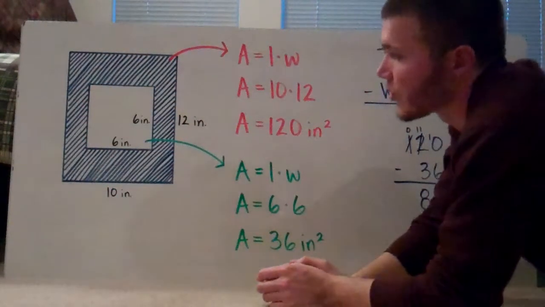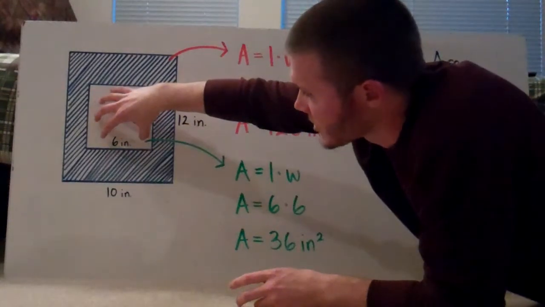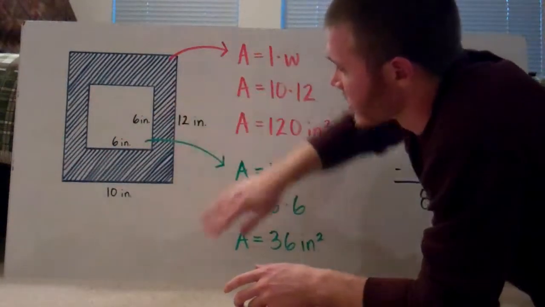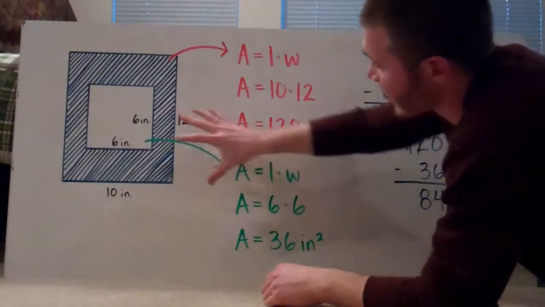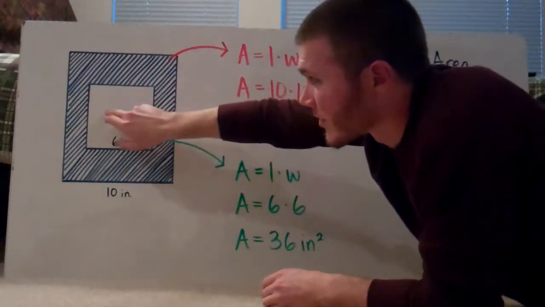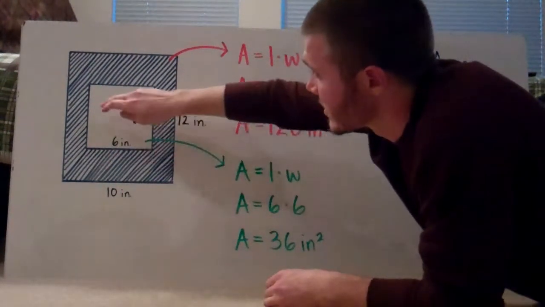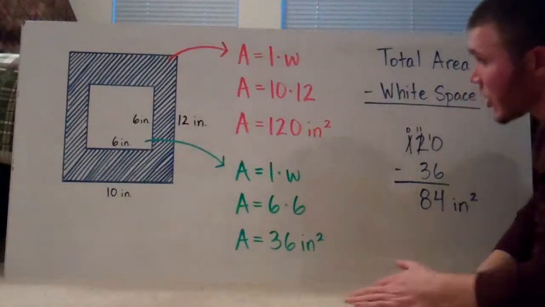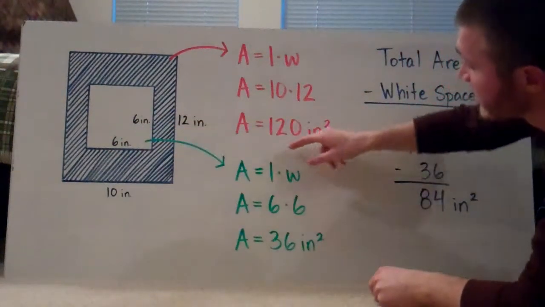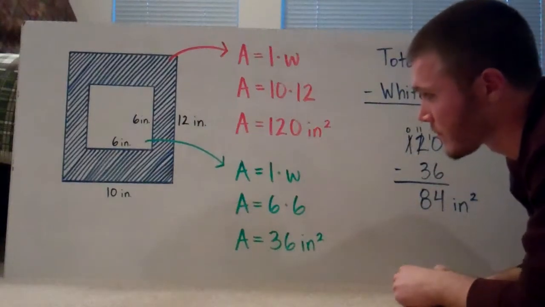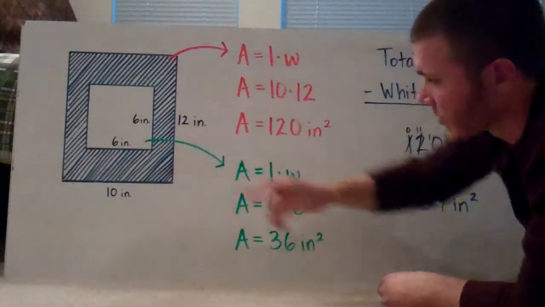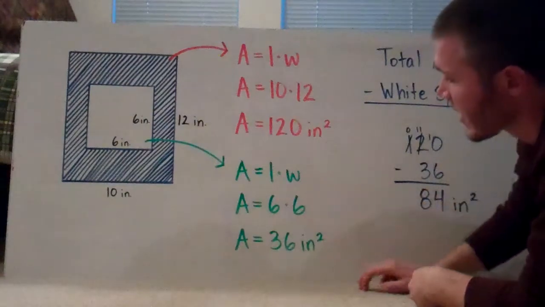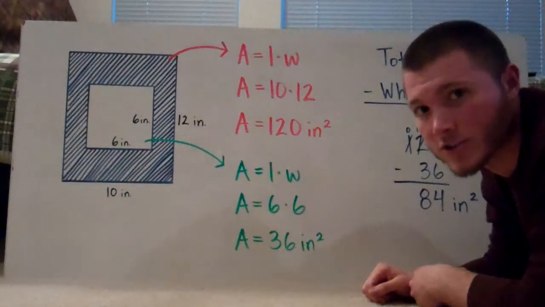But we don't want to know the area of this white space. We just want to know the area of the shaded region, and this is the area of the whole thing. So I have to subtract that empty white space. Let's find the area of that square. Same formula, length times width. Length is 6 inches, width is 6 inches, so I plug those in and multiply them. I get 36 square inches.